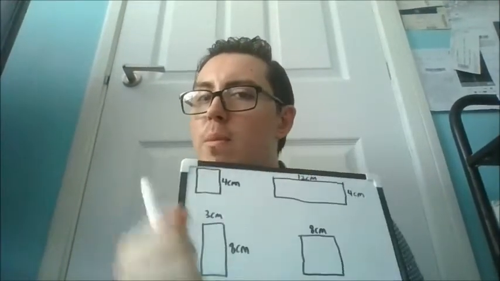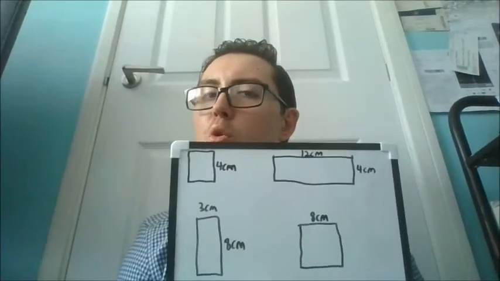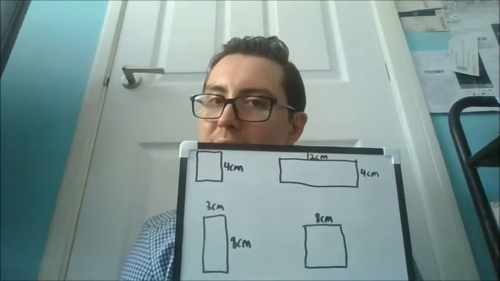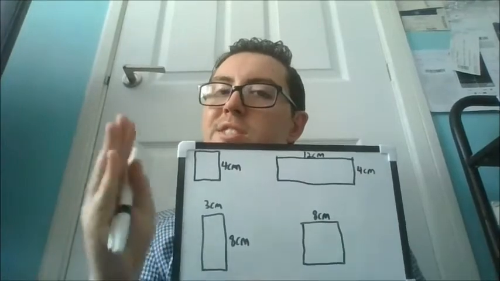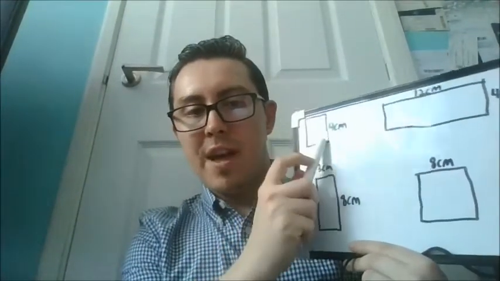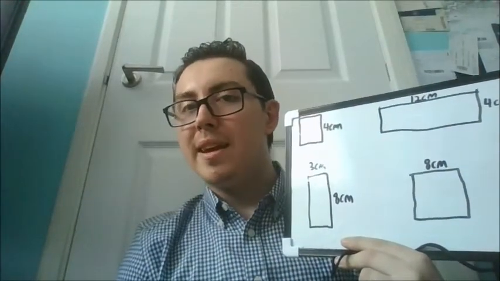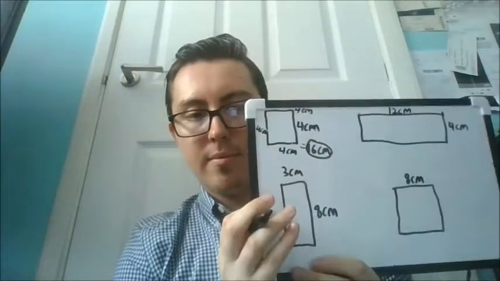So our first question is a square. Do you remember what we said about squares? All the sides are the same. So if one side is 4 centimeters, every single side is 4 centimeters. So if that's 4, that's 4, that's 4, and that's 4, it's going to be 16 centimeters.